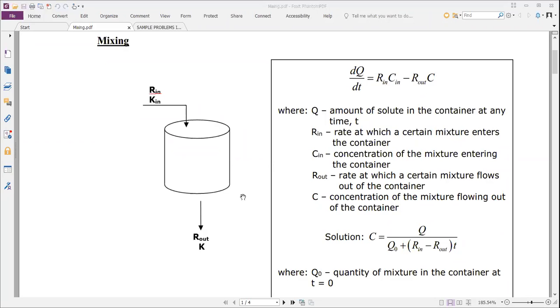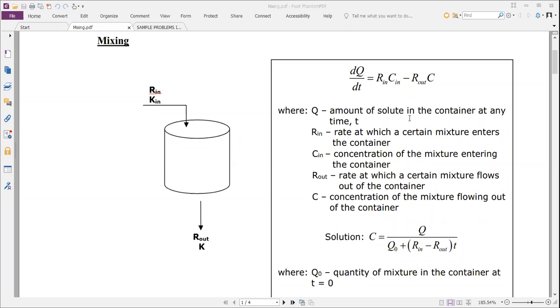It's just important that whenever you use a different letter or scenario than the one appearing in your equation, there's no problem with it as long as you define those particular letters. So in our problem, it's C in and C, whereas in our illustration, it's K in and K. So it's all defined here.